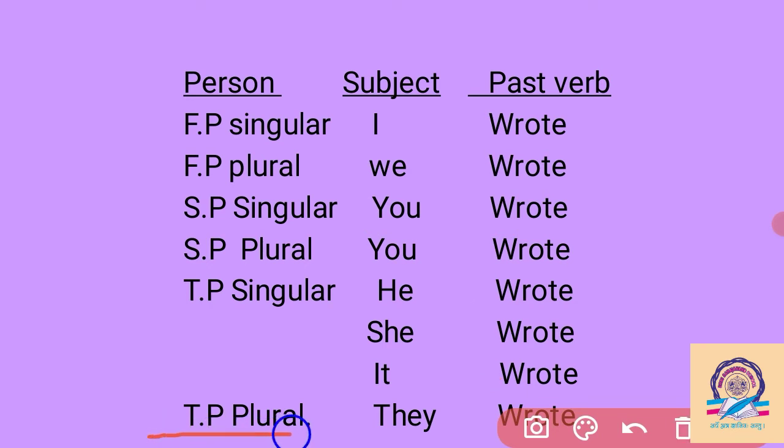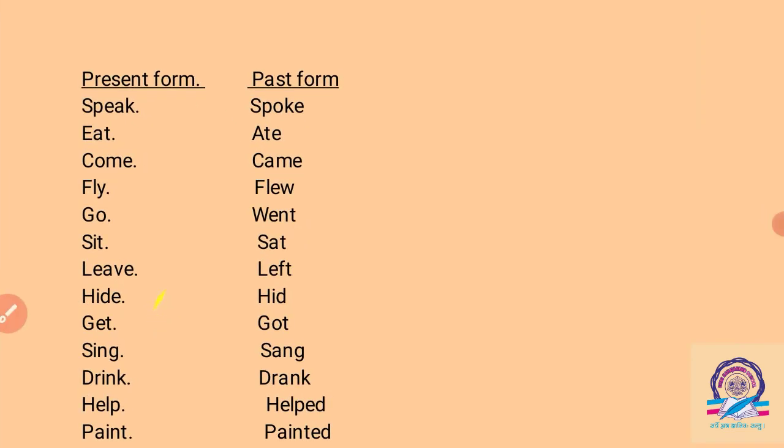Then third person plural: we are talking about more than one person. The speaker and the listener are talking about a third party that is more in number, so we use they as the subject, and we use wrote. So whatever the subject is, singular or plural, first person, second person, or third person, we have to use the second form of the verb. The verb is most important, and for the simple past tense we have to use the past form of the verb. Some verbs are given here.